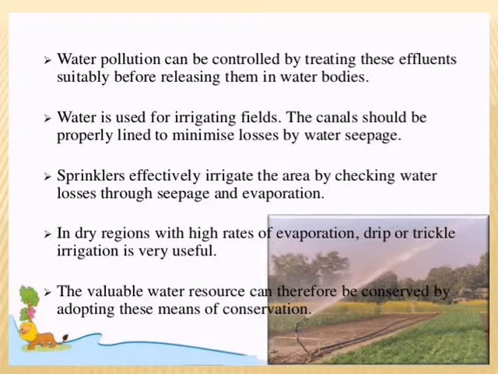Water is used for irrigating fields. The canals should be properly lined to minimize losses by water seepage. Sprinklers effectively irrigate the area by checking water losses through seepage and evaporation. In dry regions with high rates of evaporation, drip or trickle irrigation is very useful. The valuable water resources can therefore be conserved by adopting these means of conservation.